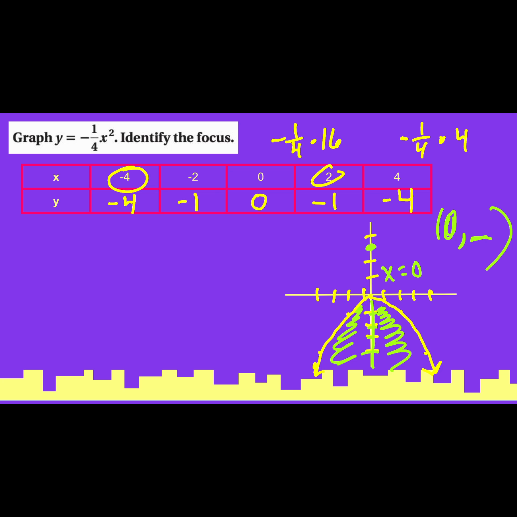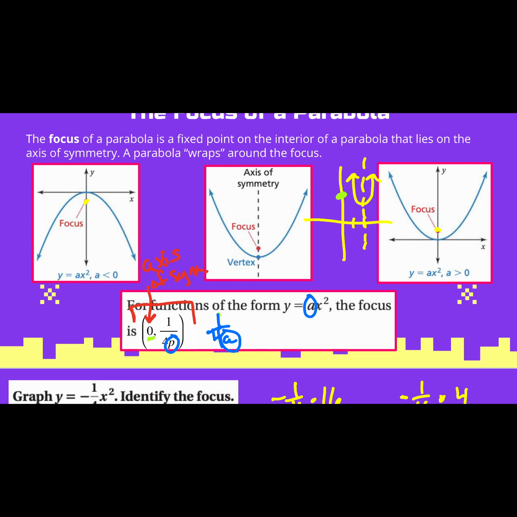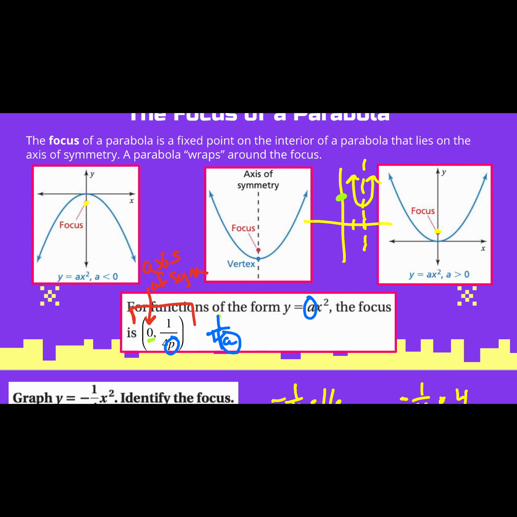So remember, our focus equals 1 over 4p. What is our p value in this case? What do we say p equals? What do we say p is the same as? What was I talking about right up here? I said, write this down. P is the exact same thing as something.